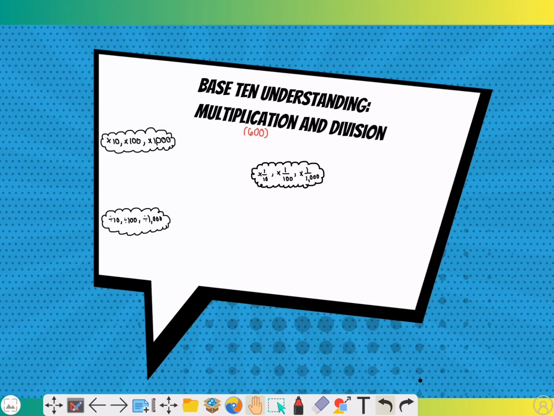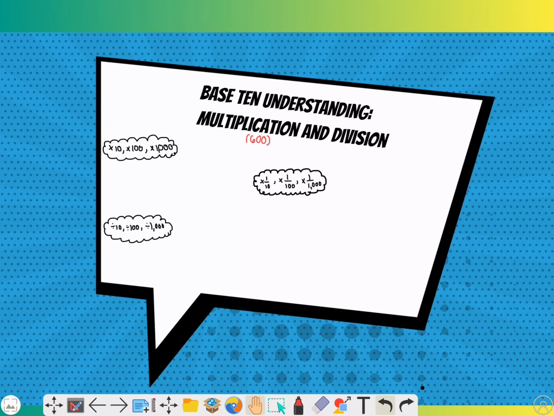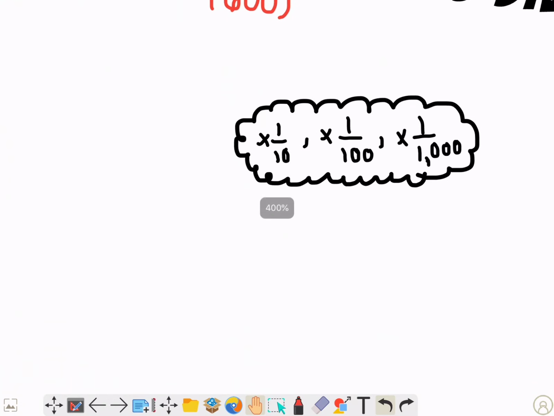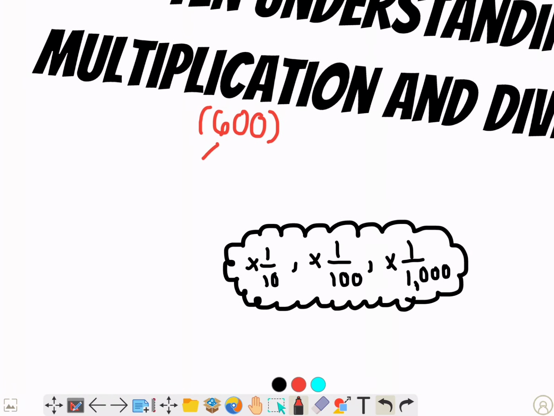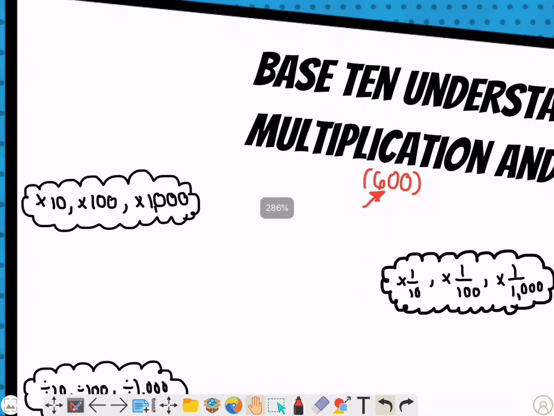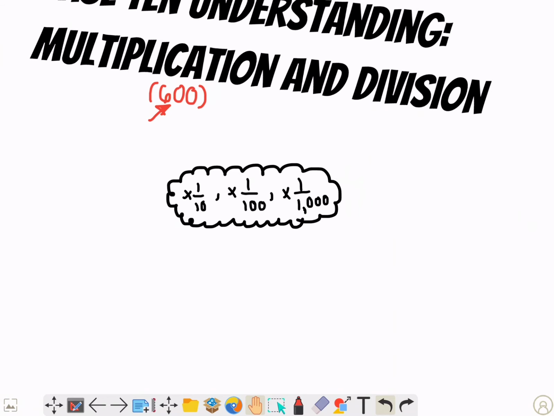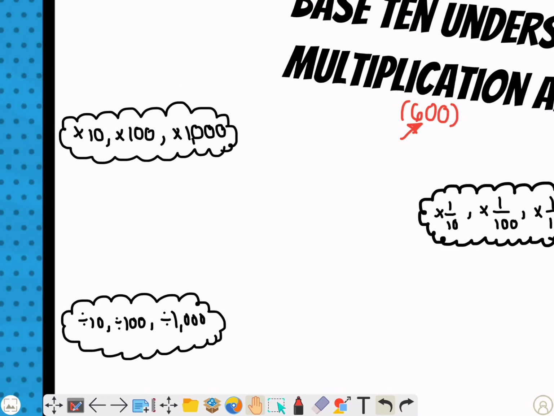Okay, today we're going to talk about base 10 understanding, what happens when you multiply and divide with numbers, focusing around a 10, and for every single one, we're going to use the number 600. So we're going to talk about what happens with that 600 whenever you're multiplying by tens or factors of 10, dividing by tens or factors of 10, or multiplying by tenths and other numbers like tenths, hundreds, thousands. And you're going to start to see a pattern develop.